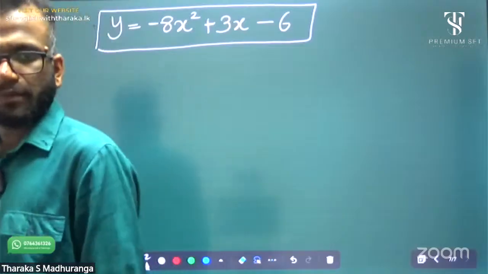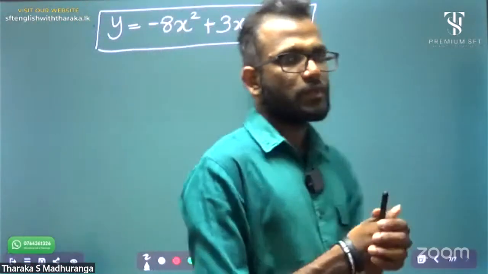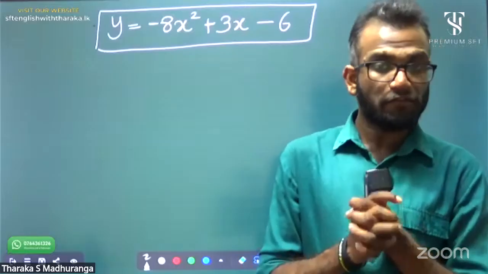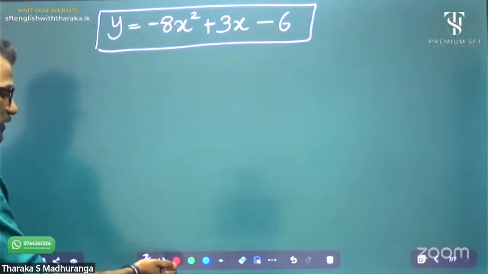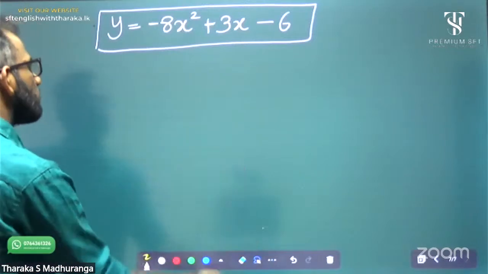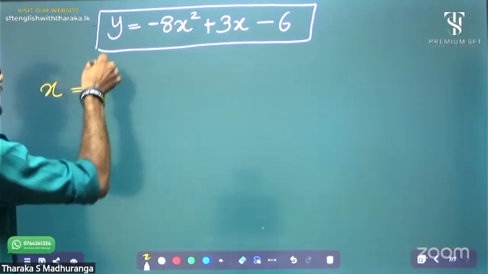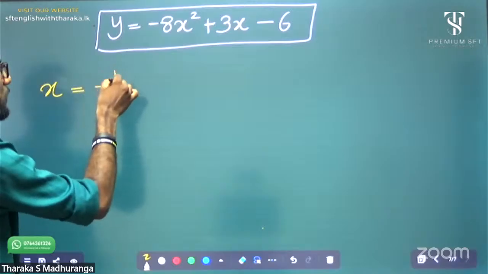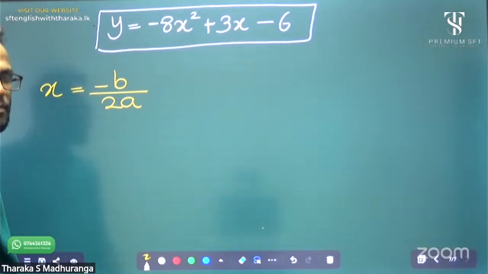What are the coordinates of the turning point? The X and Y values. How to calculate? What is the basic equation? Very simple equation. First you calculate the X coordinate. X equals minus b over 2a. Remember the equation, very important.